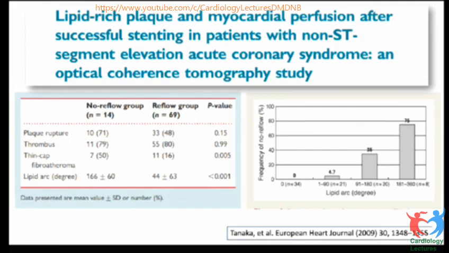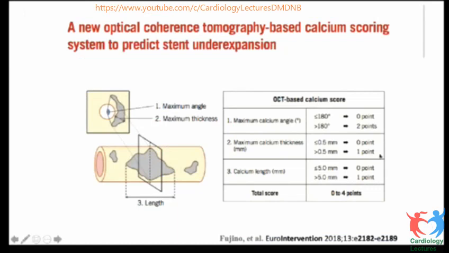In contrast, calcium is a main predictor of your stent expansion. So you have to look at the following characteristics. What is the calcium angle? You create a score: when the angle is more than 180 degrees, give 2 points; calcium thickness more than 0.5 millimeter, 1 point; calcium length more than 5 millimeter, 1 point. When your score is 3 or more, you need some form of atherectomy to prepare the lesion, otherwise you end up with under-expansion.